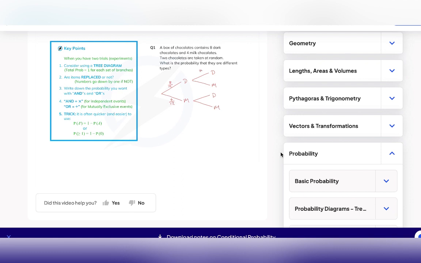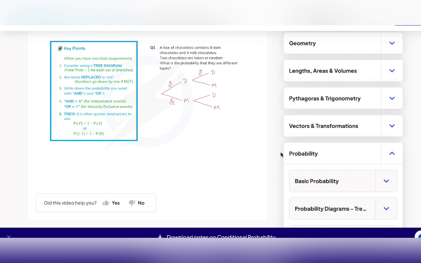But how many chocolates are left? Well, that's 11. And that's what I mean by the numbers going down by 1. The number on the bottom always goes down by 1 when we're not using replacement. And depending on which one you're taking, the number on the top might go down by 1 as well.